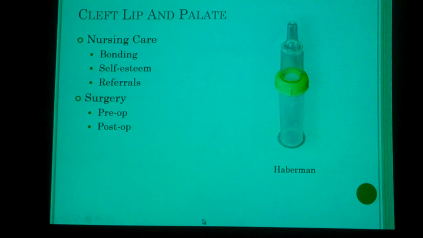The nurse wants to help promote bonding and support parents in providing care. A lot of times this is diagnosed on ultrasound, so the parents are aware of this before the child's born, but not always. This can affect self-esteem and body image. The referrals are going to be to plastic surgeons, orthodontists, and speech therapy.